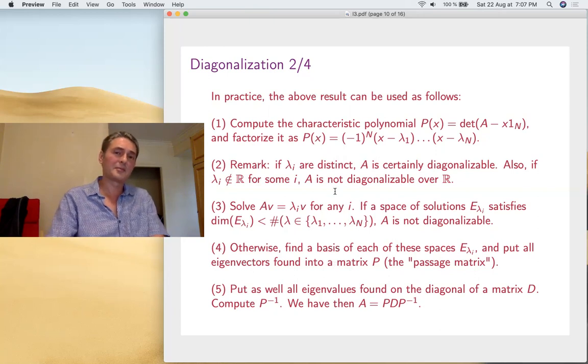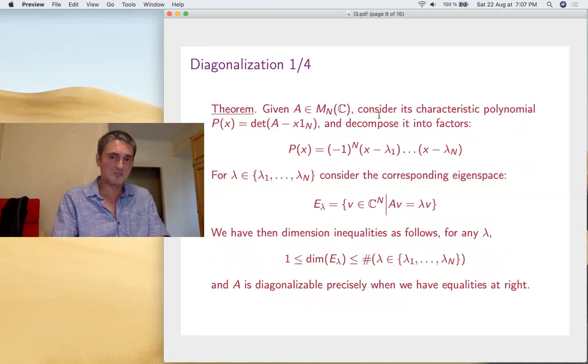So first of all, of course, compute the characteristic polynomial, factorize it. There are some tricks for this. We'll be back to this later. That's definitely in the first part, right? Let's go back to the slide here. Yeah, compute, factorize. And then we have to compute these eigenspaces and make a discussion here if we have equalities or not. That's a bit more complicated.